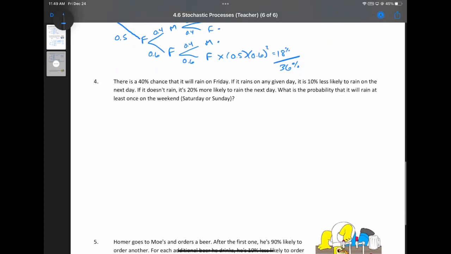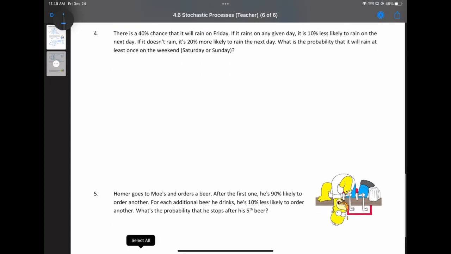All right, let's take a look at question 4. There is a 40% chance that it will rain on Friday. If it rains on any given day, it is 10% less likely to rain on the next day because there's less moisture in the air. If it doesn't rain, it's 20% more likely to rain the next day because the moisture is building up. Or at least that's my theory. What is the probability that it will rain at least once on the weekend, Saturday or Sunday?